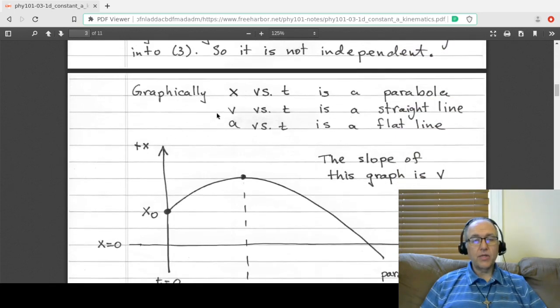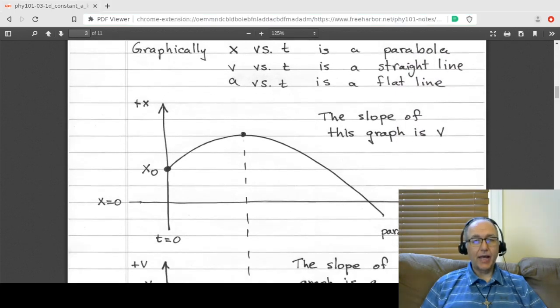Now, to really understand what those equations are saying, it's worth looking at their graphs. Okay, so let's start off with equation number 1. That's the one that says x is equal to 1/2 at squared plus v naught t plus x naught. What does it look like? Well, you know that any function where the independent variable is squared, so it's a t squared, what does it look like when you graph it? It's a parabola. So here it is.